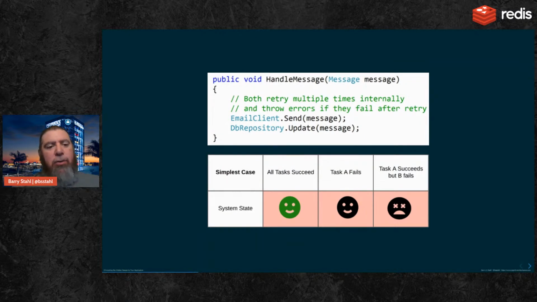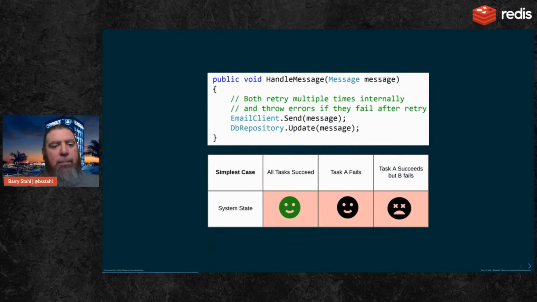The real dangerous situation is when task A succeeds, but task B fails. So in this case, we've sent an email off to a customer saying, hey, we're doing the thing you asked us to do. And then the database update fails. And then what? That's a dangerous situation. And we can end up causing ourselves real problems when these kinds of things happen. So what do we do about that?